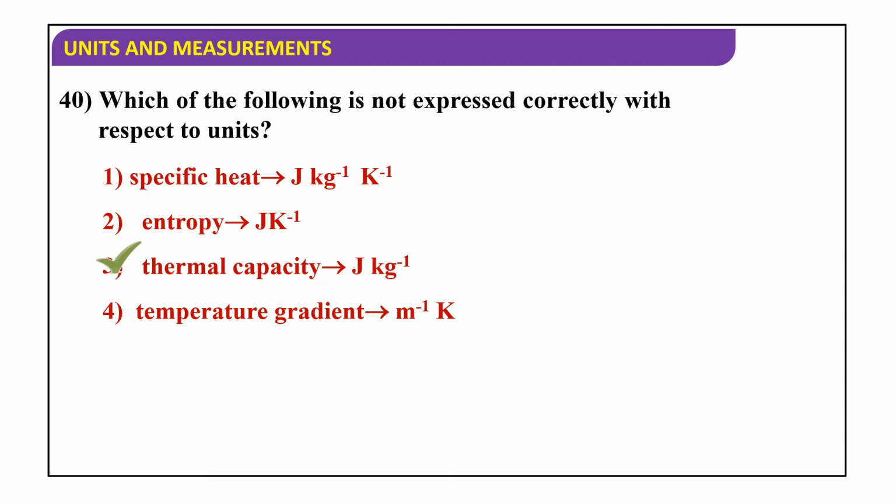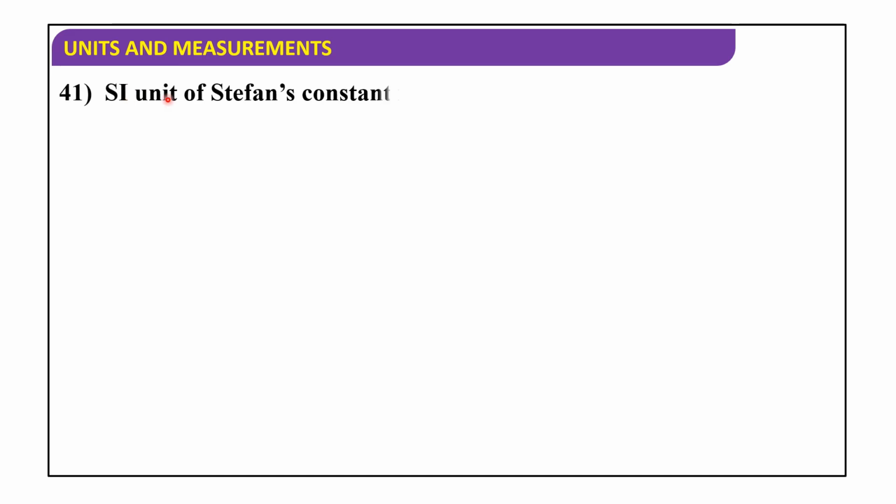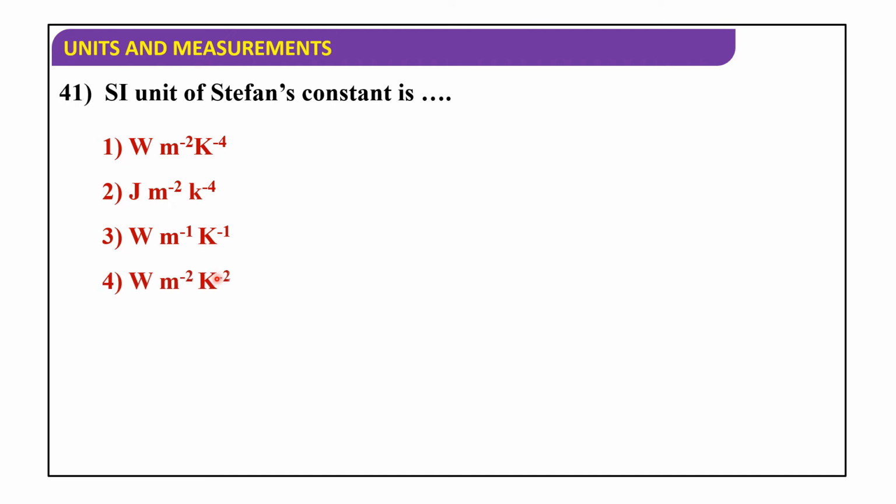Okay. Next, the SI unit of Stefan's constant is: watt meter to the power of minus 2 Kelvin to the power of minus 4, joule meter to the power of minus 2 Kelvin to the power of minus 4, watt meter to the power of minus 1 Kelvin to the power of minus 1, or watt meter to the power of minus 2 Kelvin to the power of minus 2. So the SI unit of Stefan's constant is watt per meter square Kelvin to the power of 4, or watt meter to the power of minus 2 Kelvin to the power of minus 4.